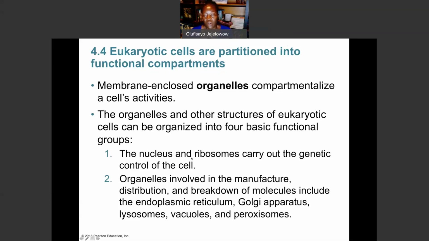The organelles and other structures of eukaryotic cells can be organized into 4 basic functional groups. Group 1, the nucleus and the cytoplasm, work together to carry on genetic control of the cell. The nucleus is the control center of the cell. It gives a set of instructions, and those instructions are implemented or carried out by the ribosomes. Group 2, organelles involved in the manufacture, distribution, and breakdown of molecules, include the endoplasmic reticulum, Golgi apparatus, lysosomes, vacuoles, and peroxisomes.